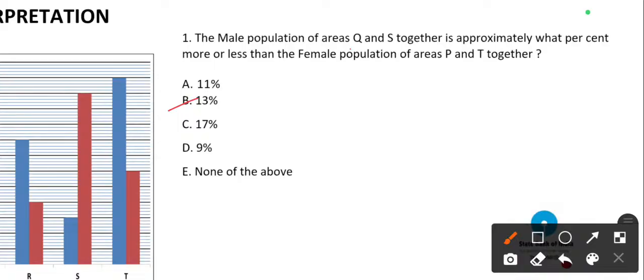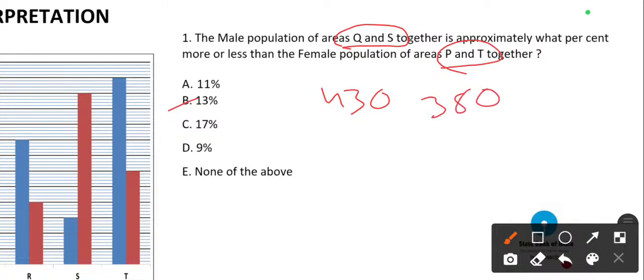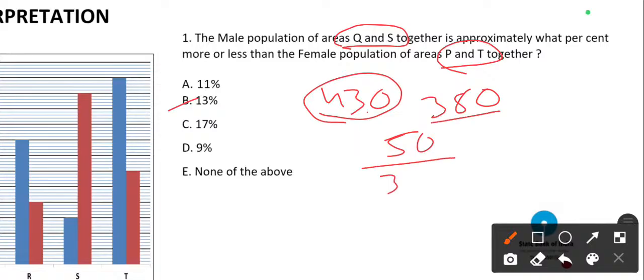So the values we got from Q and S together is 430 and P and T together is 380. So the difference between these two is 50. I'm talking about whether this is more or less. It is more. So we are taking the lesser value, which is 380, into 100. We got approximately 13%.